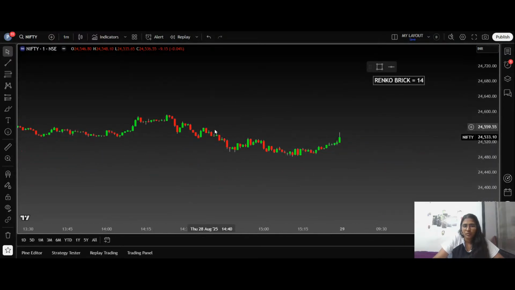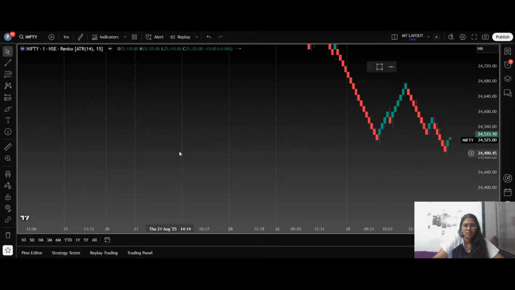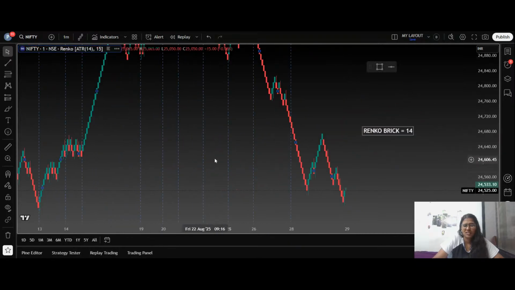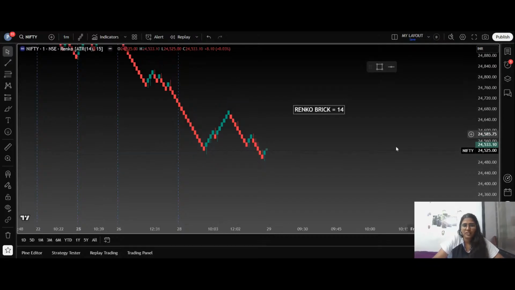See, for each reversal, firstly it is a green candle, then a red candle, then some green candles, then some red candles, then some green candles. So it is a little bit difficult for a single candle to show the reversals, but it is very easy in the Renko candle. If I do this in the Renko chart, see, it's just red candle and green candle. Support and resistance look very easy.